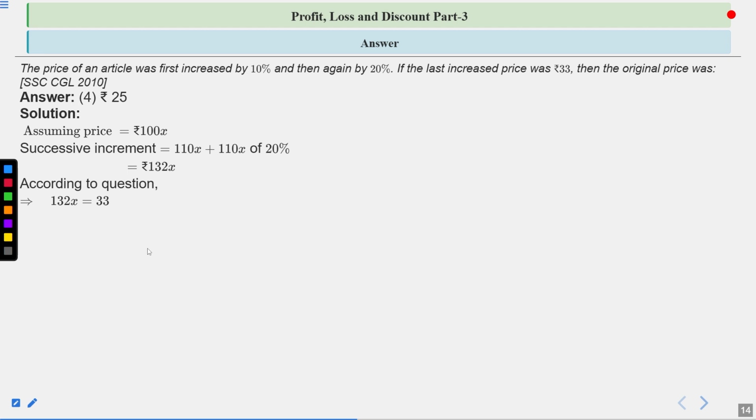So what will be the value of 100x? x will become 33 upon 132, which equals 1 by 4. So we can calculate the original price. Hence the original price will become 100 into 1 by 4, which is 25 rupees. So the fourth one is the correct answer of this question. Next one.